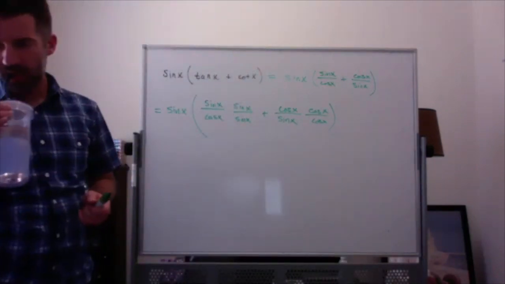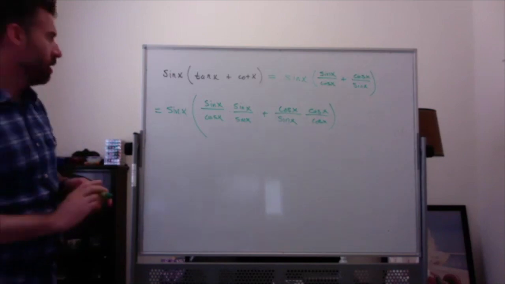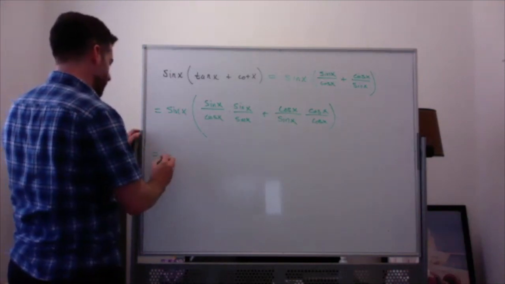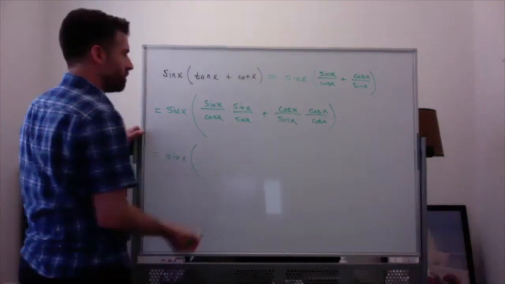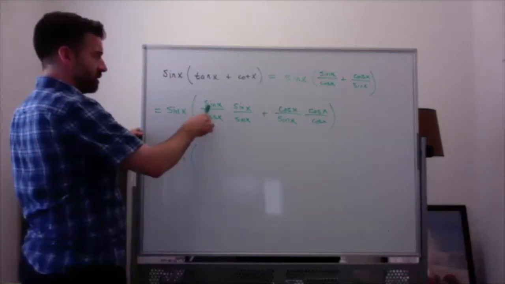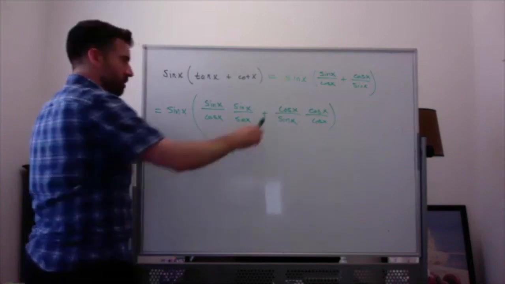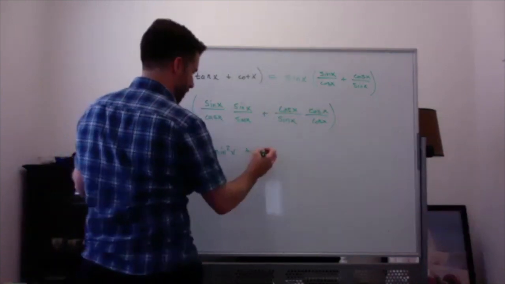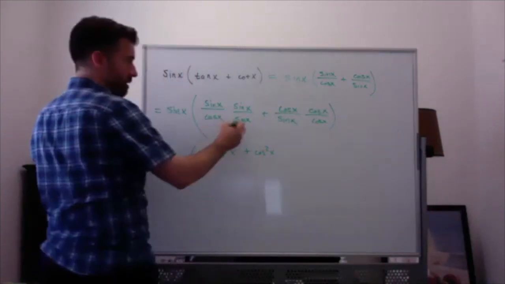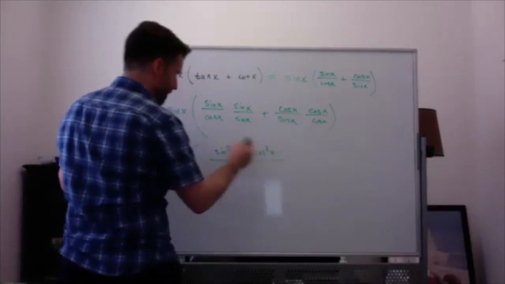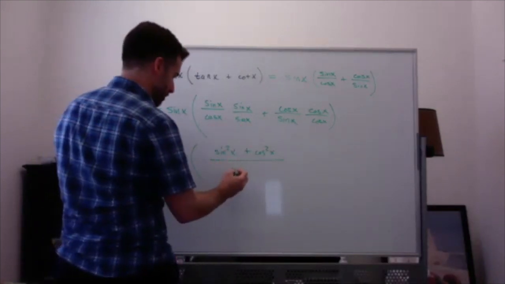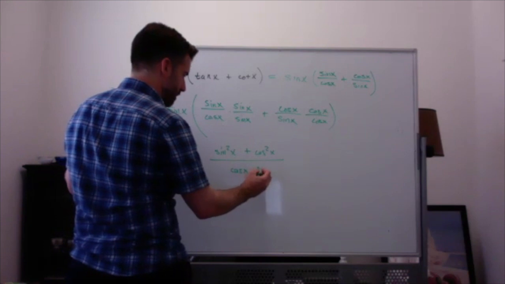So let's see, this is going to be sine times sine, which is sine squared. Cosine times cosine is going to be cosine squared. And the common denominator that they each have is cosine times sine. So cosine x times sine of x.